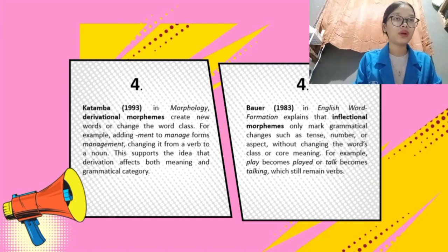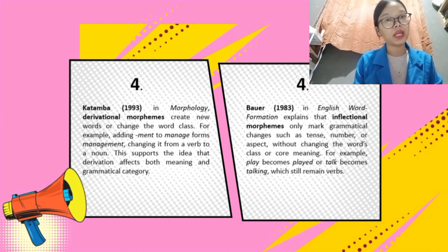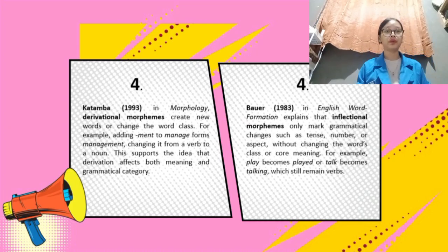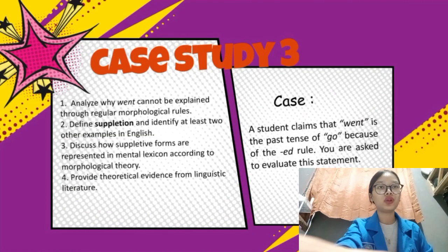The second paper, 1983, in English Word Formation, explained that inflectional morphemes only mark grammatical change such as tense, number, or aspect, without changing the word class or core meaning. For example, play becomes played or talk becomes talking, which still remain the same word class.